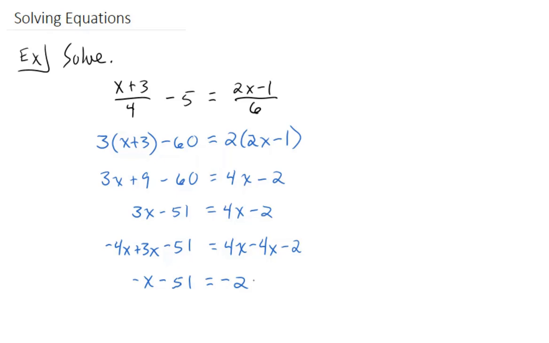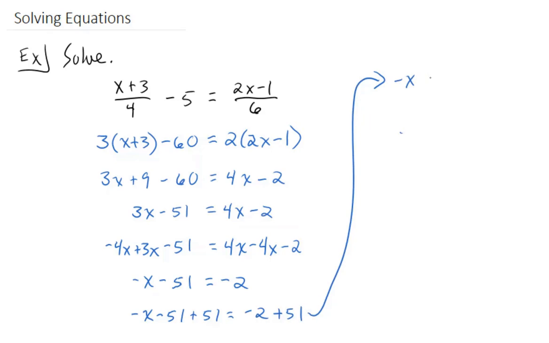Now, to get x by itself, we're going to undo what's happening to it. So it's being subtracted by 51, so we're going to add that 51. I'll write the result up here. So we get a minus x equal to a 49.